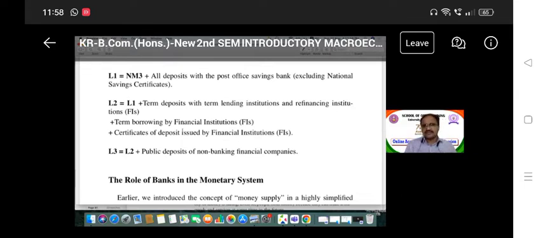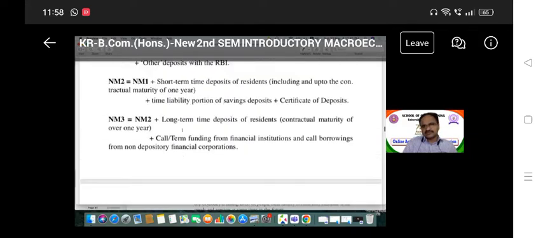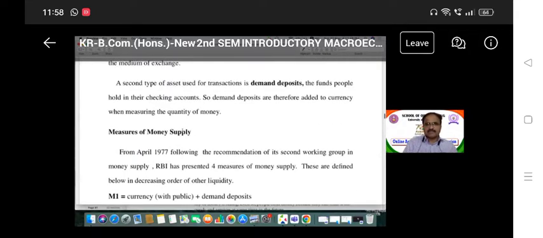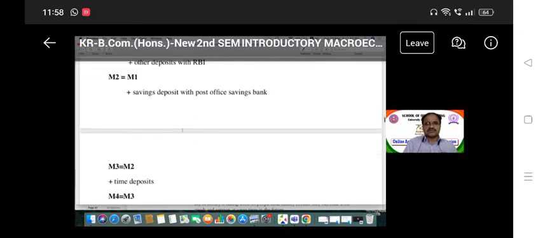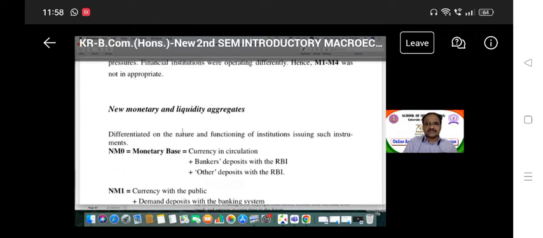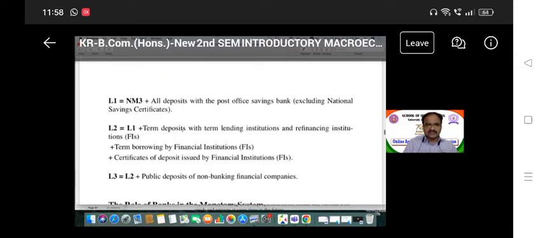Okay beta. So these are the different measures of the supply of money. I am repeating once, this is very important beta. This question comes in the exam: define the money supply, and what are the measures to measure the supply of money? So these are the measures: M1, M2, M3, M4. And after that, from 1998 onwards, we are using new liquidity aggregates or monetary aggregates, that is NM0, NM1, NM2, NM3, L1, L2, L3.